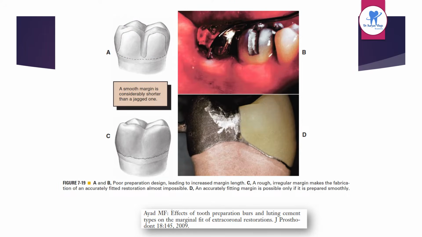A well-designed preparation has a smooth and even margin. Rough, irregular or stepped junctions between the tooth and restoration greatly increase the overall marginal length and substantially reduce the adaptation accuracy of the restoration. And the smooth margin is considerably shorter than a jagged one. Here it is an accurately fitting margin, which is possible only if it is prepared smoothly. Okay, this is a jagged one.